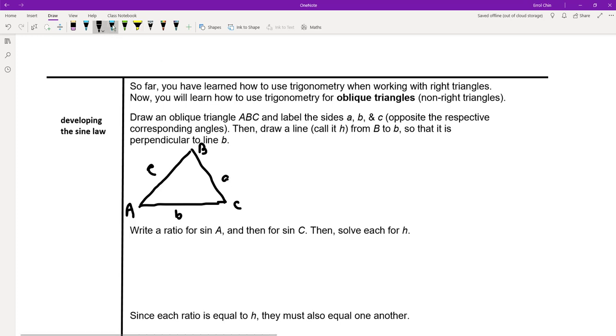It says draw a line H from B to b, so we're going to call that H. And perpendicular, well, that means they're right angles, right? Now it says write a ratio, write a fraction for sine A. That means here's my target angle, right? My target angle is A, so sine of angle A is going to be H, opposite, over little c.